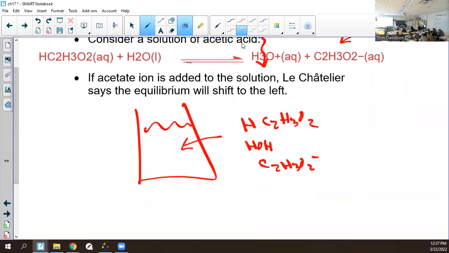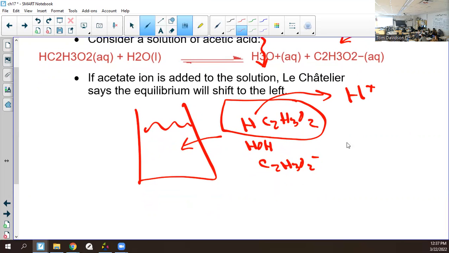In here, I have something that could donate an H plus. I have something here that could accept an H plus. If I have something that will absorb any H plus I add to it, or neutralize any OH minus I add to it, I'm going to have what we're going to call a buffer. It has the ability to do both.